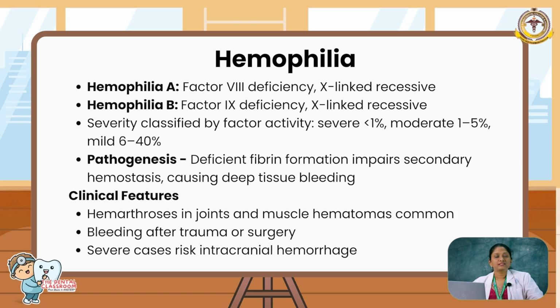The major pathogenesis involved in hemophilia is the deficient fibrin formation, which impairs secondary hemostasis, causing deep tissue bleeding. Clinically, these patients will present with hemarthrosis in the joints and muscle hematomas. These are the most common clinical manifestations. These patients may also present with excessive bleeding after trauma or after surgery. And in cases of severe hemophilia, the patients can also present with intracranial bleeds.